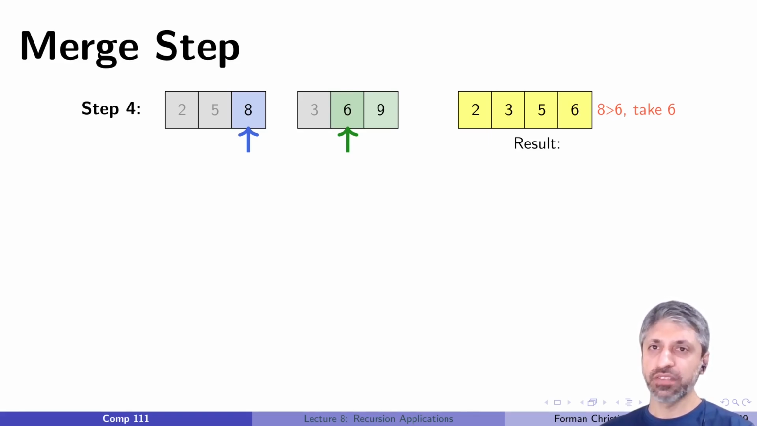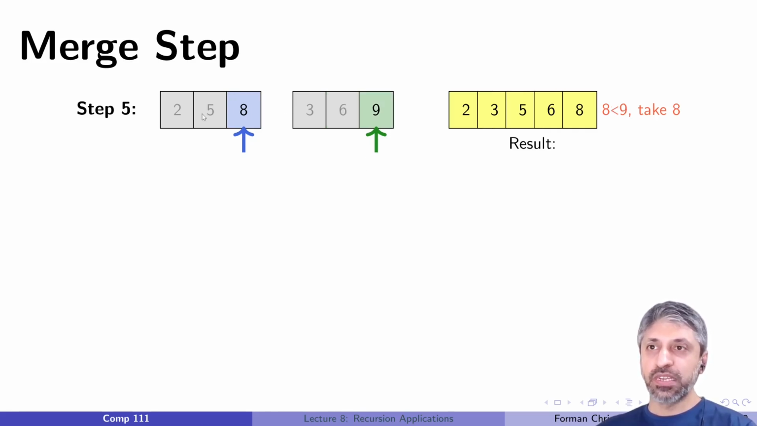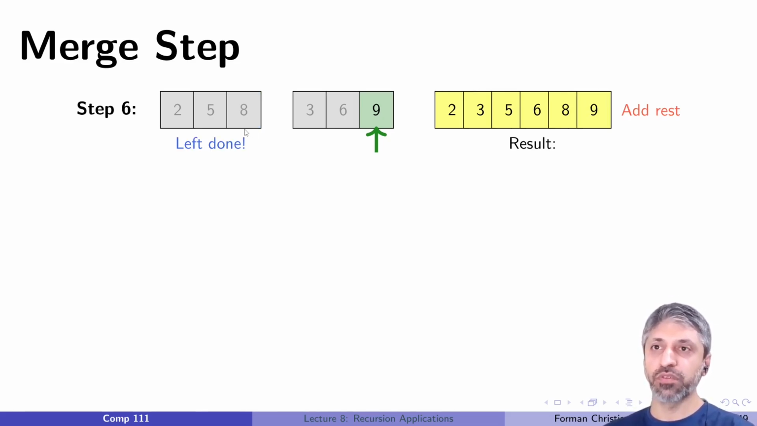Now we compare 8 and 6. Which one is smaller, do you think? So 6 is smaller, we increment the green pointer, and that will point to 9. So basically the values which are grayed out are already picked from the list, and we will never refer to these again in this merge step at least. And now we compare 8 and 9. Since 8 is smaller, we pick that, so it's removed from the list.